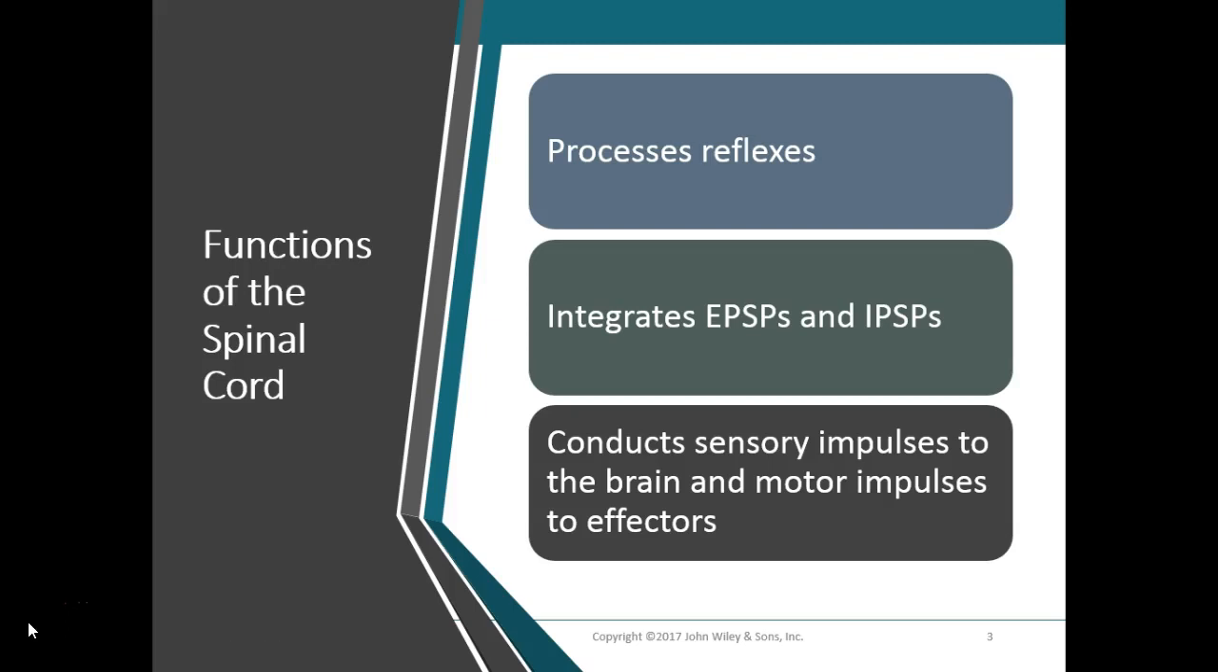In addition to processing reflexes, the gray matter of the spinal cord is also a site for integration or summing of excitatory postsynaptic potentials and inhibitory postsynaptic potentials, which we talked about when we were looking at neurotransmitters. The white matter of the spinal cord contains motor and sensory tracts, which function sort of as a highway along which the sensory information travels to the brain and motor output travels from the brain out to skeletal muscle and other effectors.